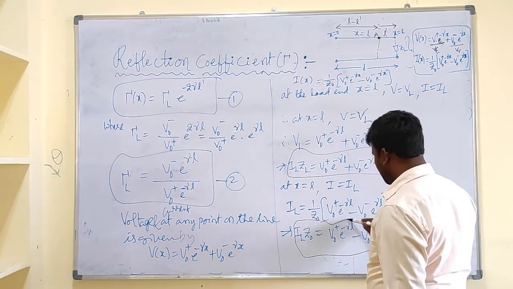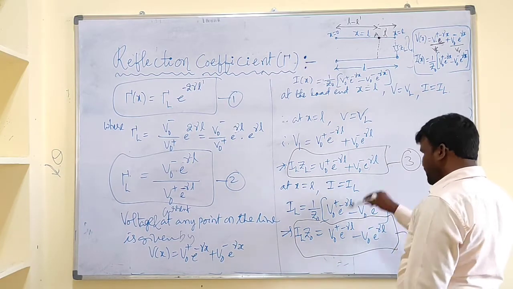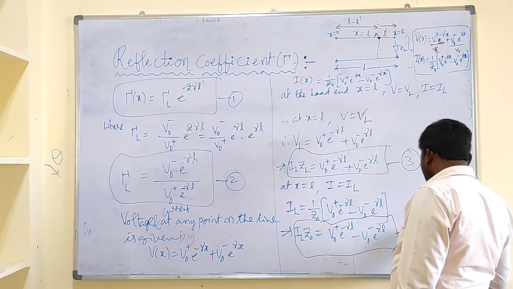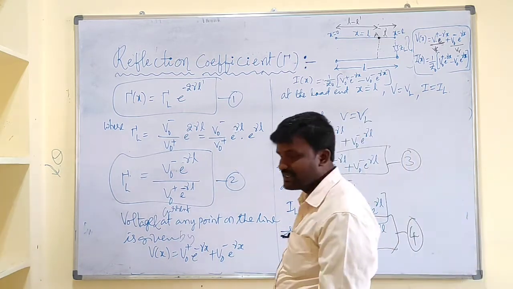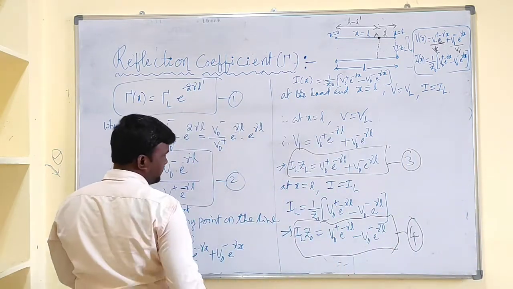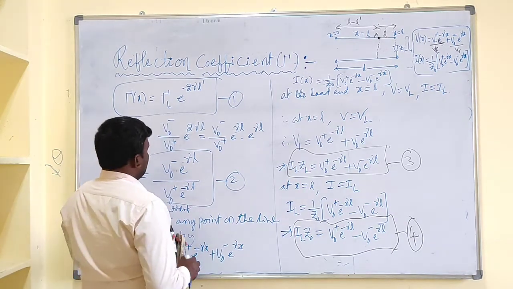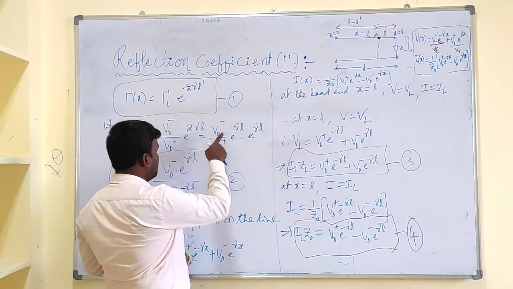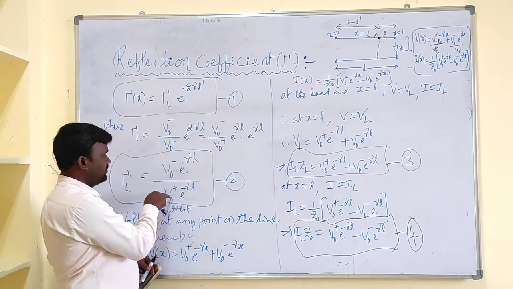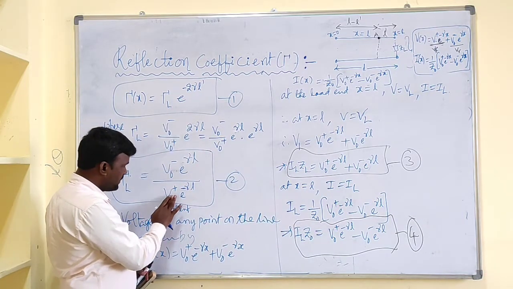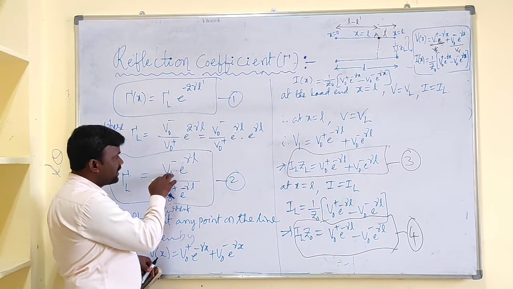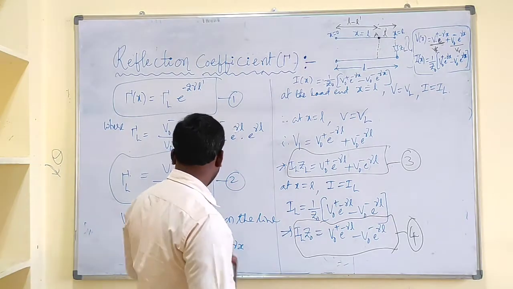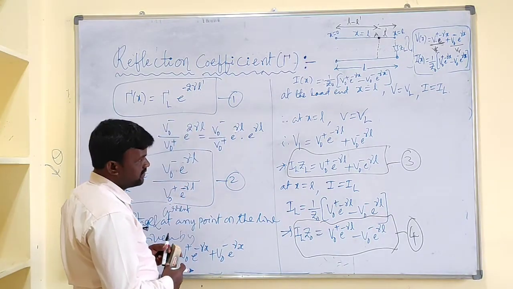Of course, we used this IL into ZL and IL into Z naught in the derivation of the input impedance of the transmission line. Why do we consider it like this? Because we require V naught plus e to the power minus gamma L here, and V naught minus e to the power gamma L, to get the reflection coefficient at any point, the reflection coefficient at the load.